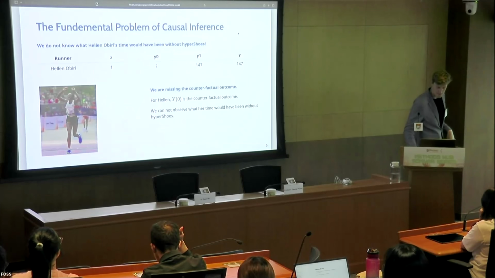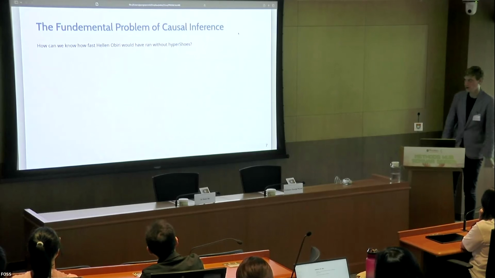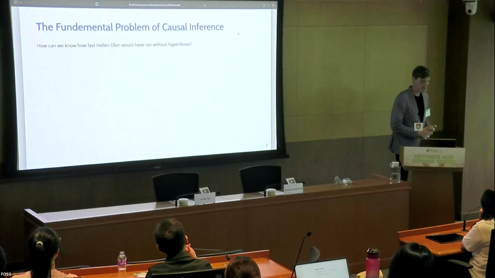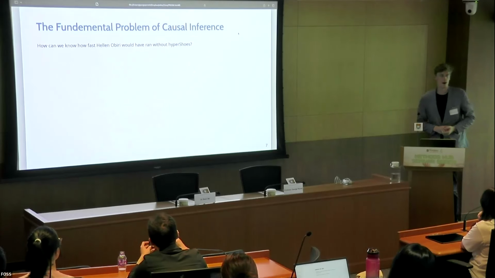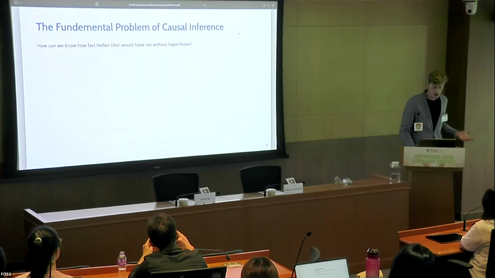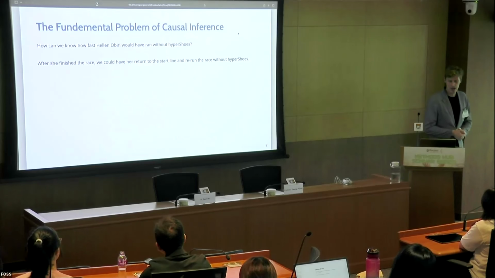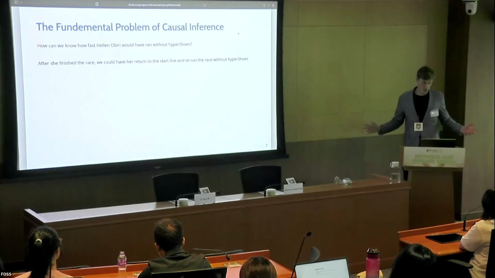causal effect. So what can we do about the fundamental problem of causal inference? Usually when I speak to social scientists about this, they think it's actually not a problem at all. There's a pretty easy solution. How can we know how fast Helen would have run? Well, after she finished the race, we could have her return to the start line and rerun the race, but this time without the hypershoes.